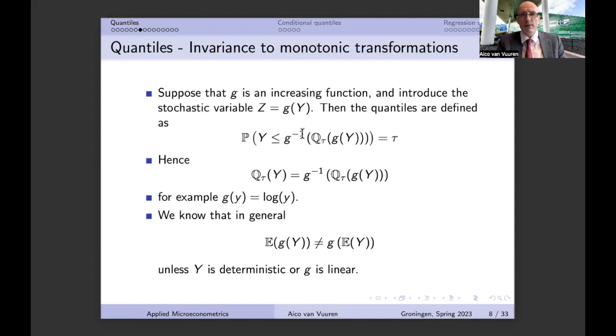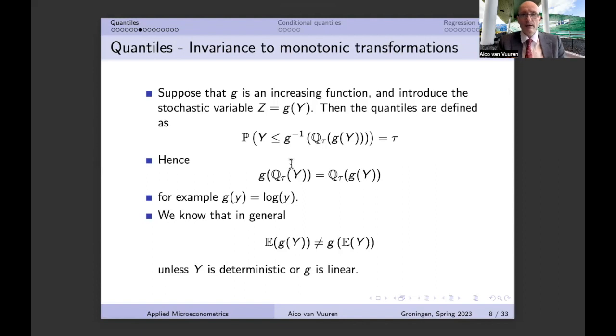Because now this thing that we have over here is the value that makes the probability that y is smaller or equal to that value equal to tau. So that means that the quantile of y is actually exactly equal to this value over here. Well, then what we can do next is that we can realize that we can now take the inverse of the inverse function, that's of course g itself, from the left and the right hand side, and then we see that, well, the quantile of g(y) is equal to g evaluating the quantile.